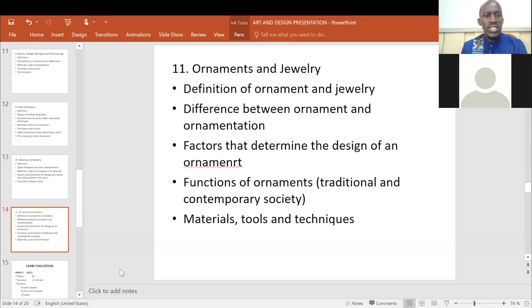We talk about the topic of ornaments and jewelry. Now, the definition of ornament and jewelry.